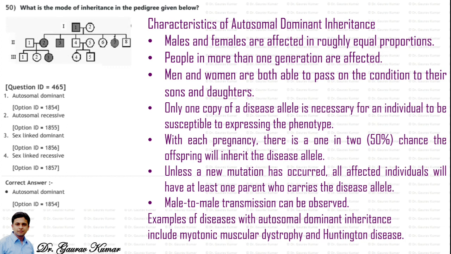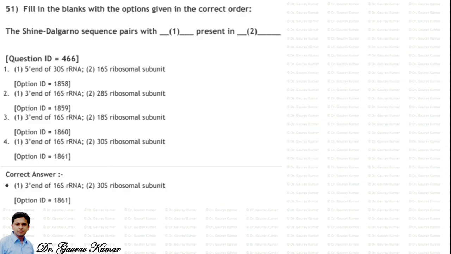So if you just check all these characters in this pedigree, you will easily come to know that it is an autosomal dominant type. Next question, fill in the blanks with the option given in the correct order. The Shine-Dalgarno sequence. So this is the first lecture of molecular biology. If you have gone through my lectures, this was the first lecture which I took, where we discussed the Shine-Dalgarno sequence, Kozak sequence and all.